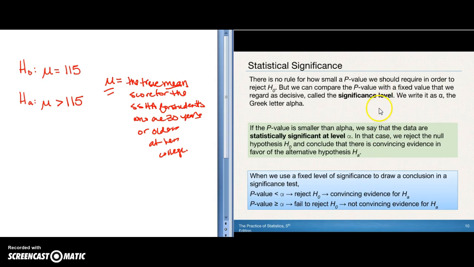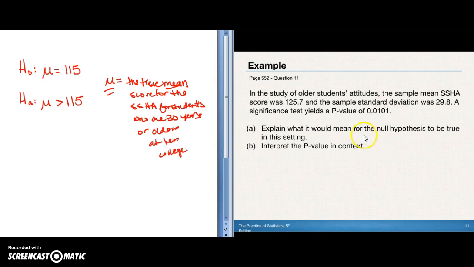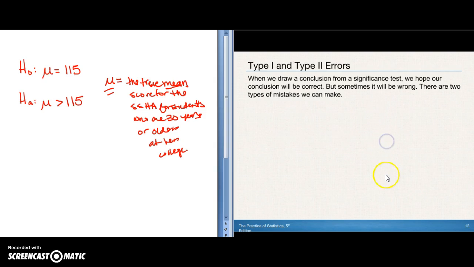In the interest of time, I don't know that we're going to do an example for this. I had one right here, but we're just going to keep moving on.